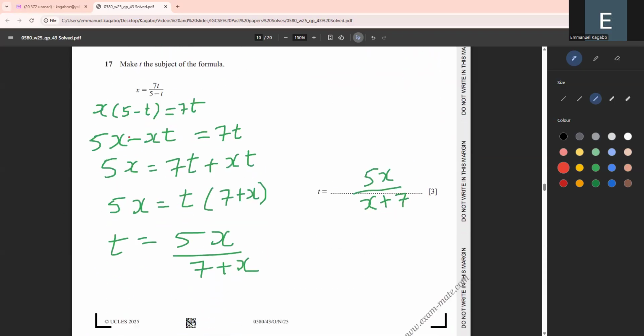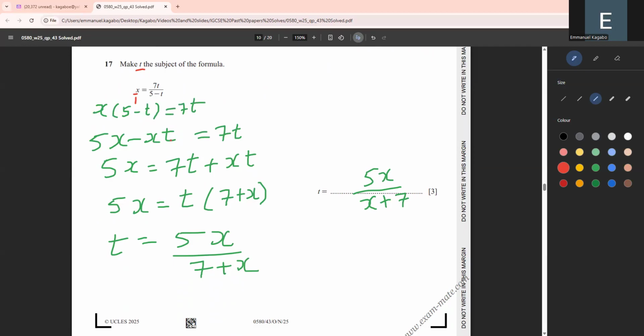Question 17. It's about subject of the formula. So step 1, just do cross multiplication. So it gives me x times (5 minus t) equals 7t. Remember, making t the subject. So open the brackets, I'll get 5x minus xt equals 7t.